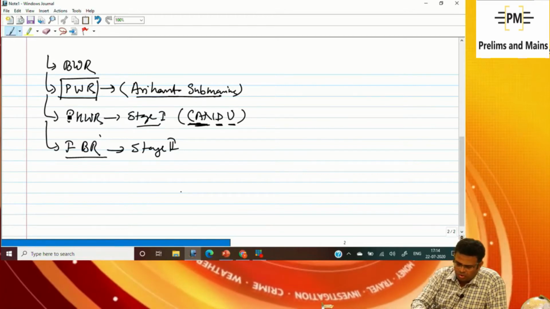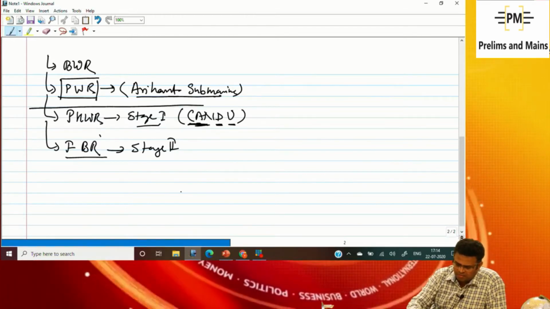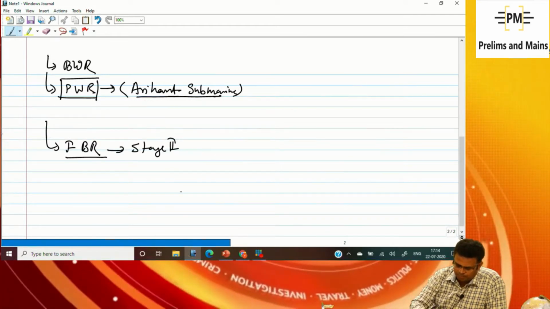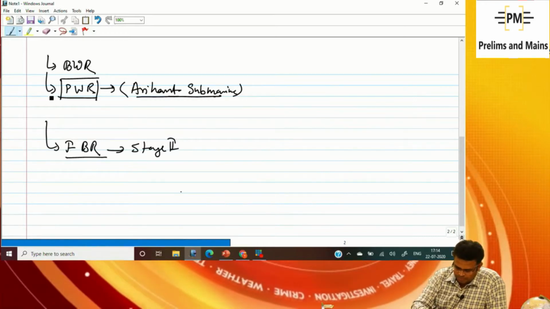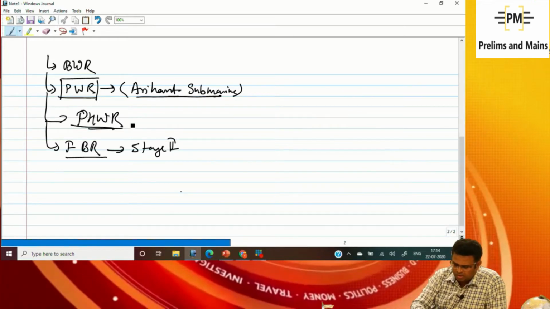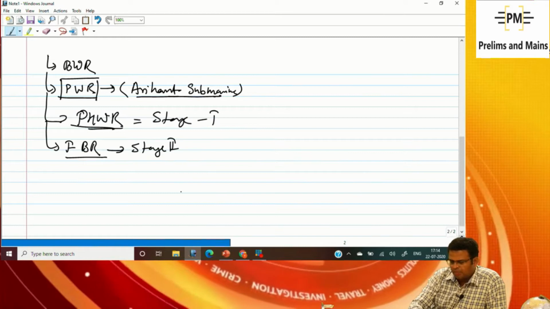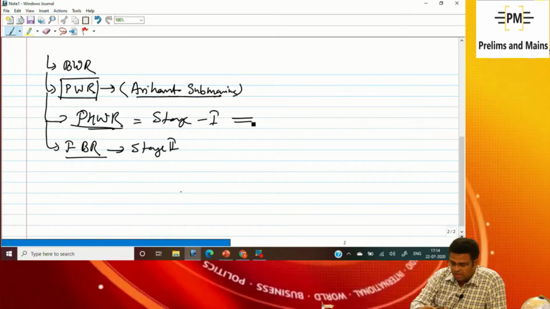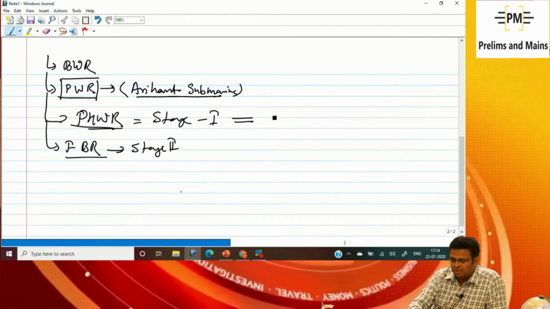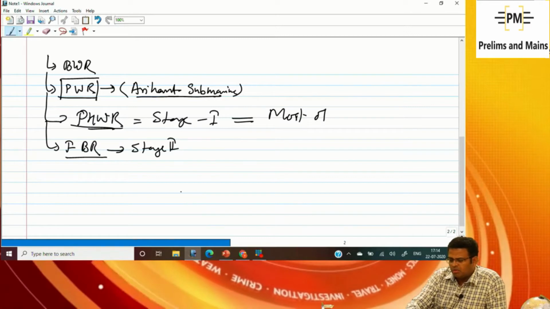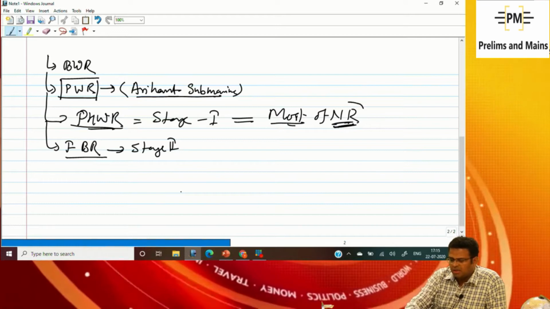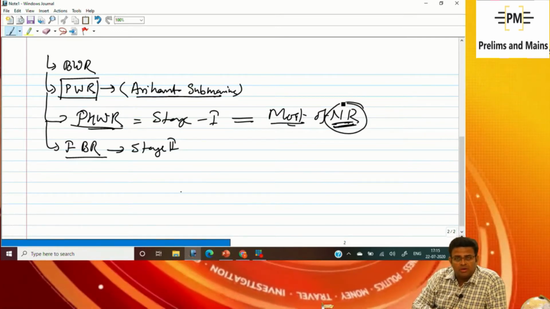India's reactors at present are mostly pressurized heavy water reactors. This is the stage 1 of India. This pressurized heavy water reactor is in stage 1 of India, and it is also known as CANDU, as you know. At present, our 90%, that is, most of the nuclear reactors of India, are pressurized heavy water reactors.